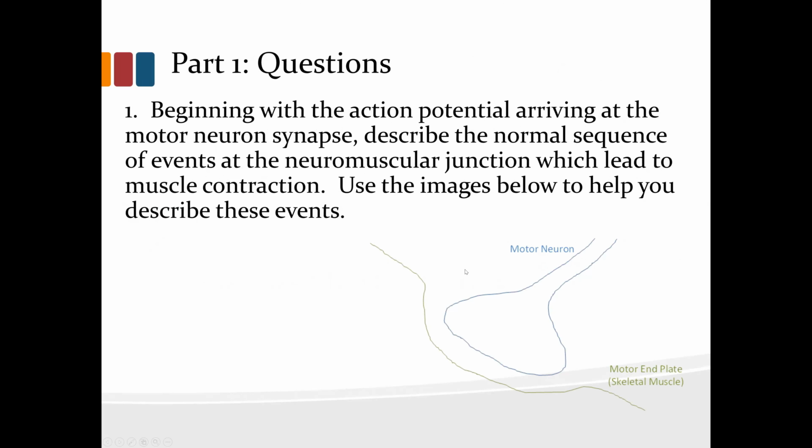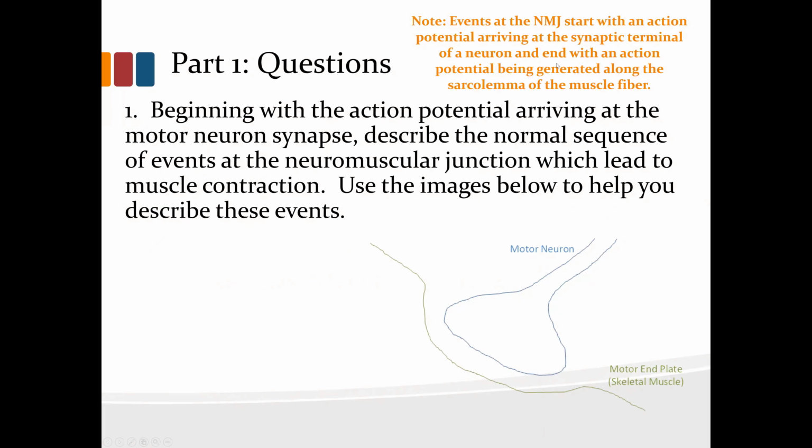So number 1, beginning with the action potential arriving at the motor neuron synapse, describe the normal sequence of events at the neuromuscular junction which led to muscle contraction. Use the images below to help you describe these events. So you have the images on your worksheet, and we're going to walk through the different events. Again, don't get hung up on the step numbers and what action belongs to what step number. Just make sure you know the series of events and the order in which they occur.